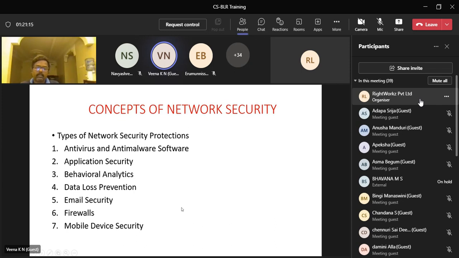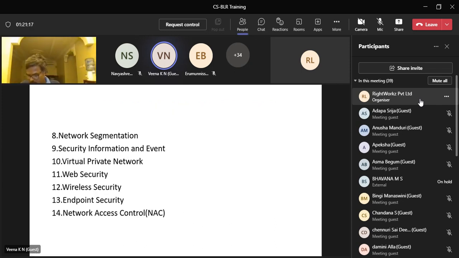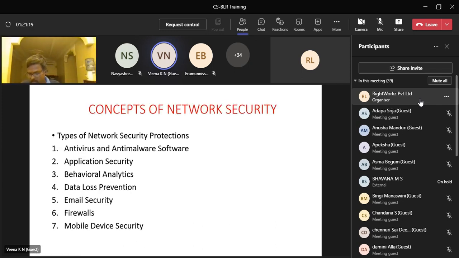There are 14 concepts of network security, like antivirus and anti-malware software. This software is used for protecting against unleashed malware, which includes spyware, ransomware, trojans, worms, and viruses. The application security is essential to have, since no app is rendered perfectly.